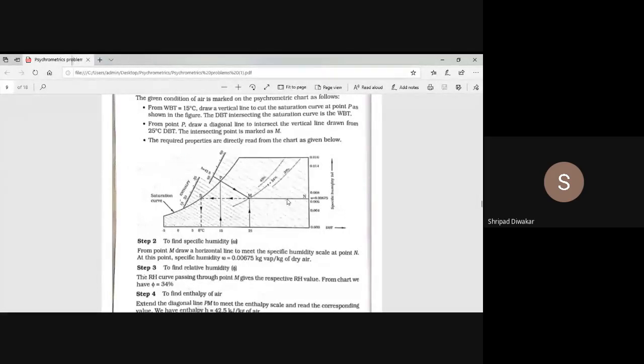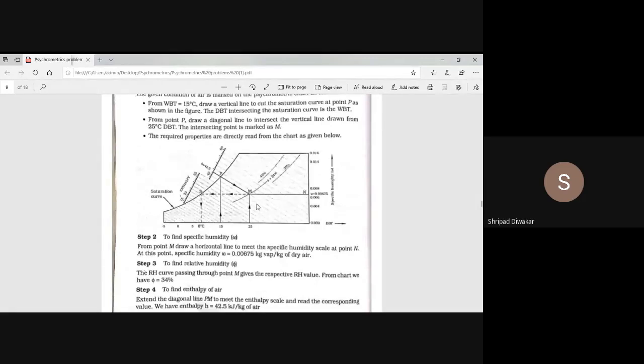How to find out relative humidity? As I said, there are curves passing through this point. Whatever curve is near to that, if it lies in between 30 percentage and 40 percentage, you can write directly 35 percentage. As I said, if the point lies in between 30 percentage and 40 percentage, you write the relative humidity as 35 percentage. Okay, because it's an approximate value. The relative humidity is around 35 percentage.